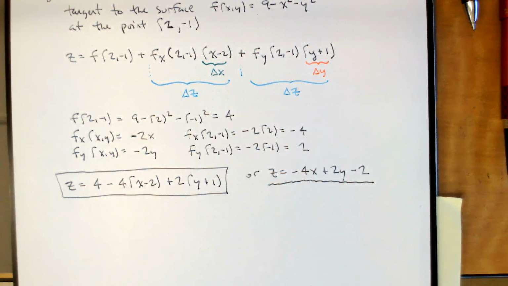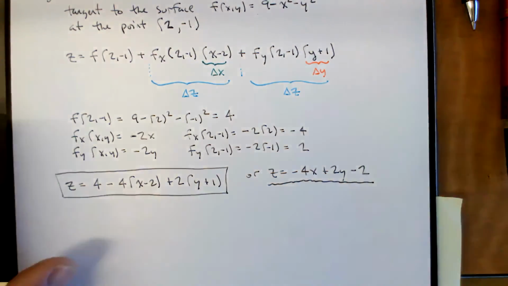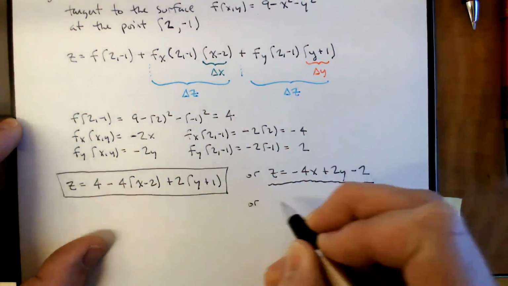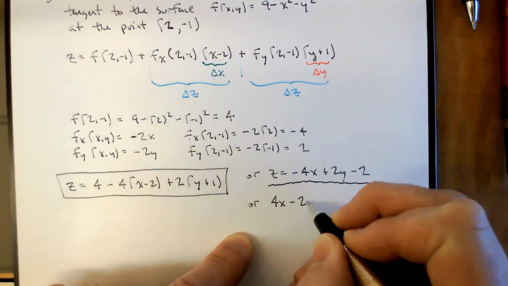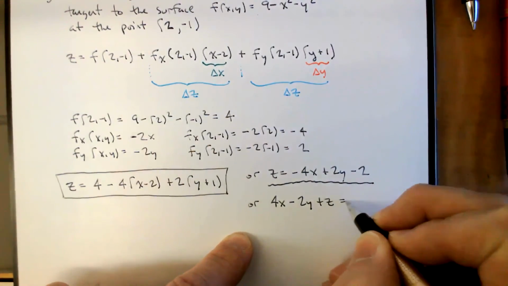So here's that plane in kind of a slope intercept form. We can also put this in standard form like we did before. And I could say this is 4x minus 2y plus z equals negative 2.